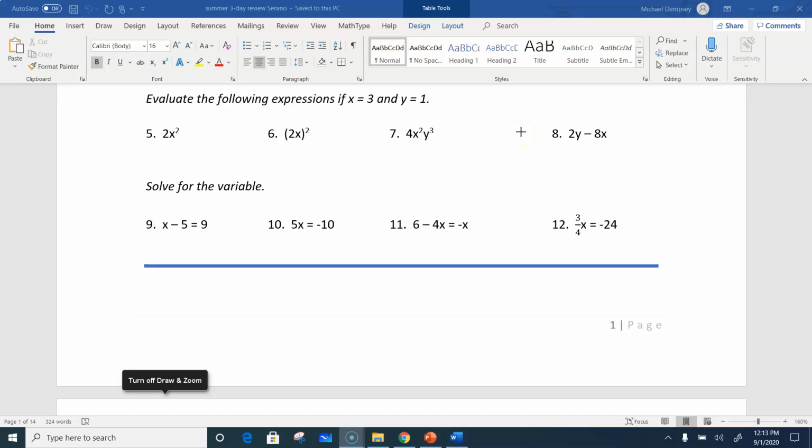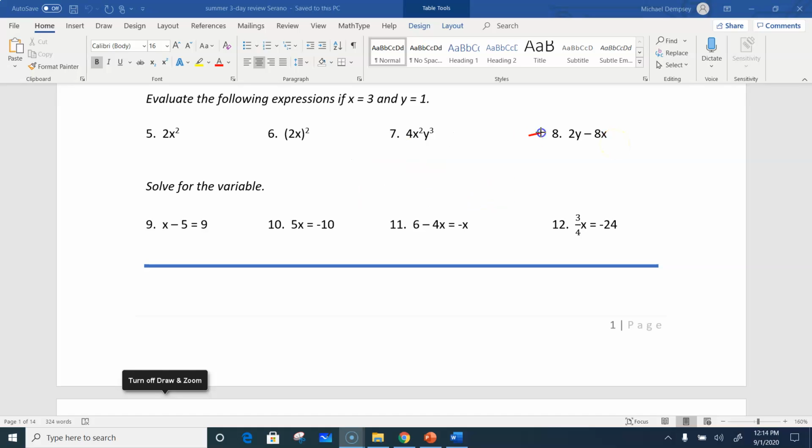And now we'll have 2 variables to insert here. So we're going to have 4 times x squared, and x squared is going to be 3 squared. So just put a little multiplication symbol there. So it's 4 times 3 squared. That's what I substituted for x. And then I also still have times y, which is 1 cubed. Well, 1 cubed is going to be easy. That's just 1. So I have 4 times 3 squared, which is 9, times 1. So all I really have to do here is 4 times 9, which is 36.